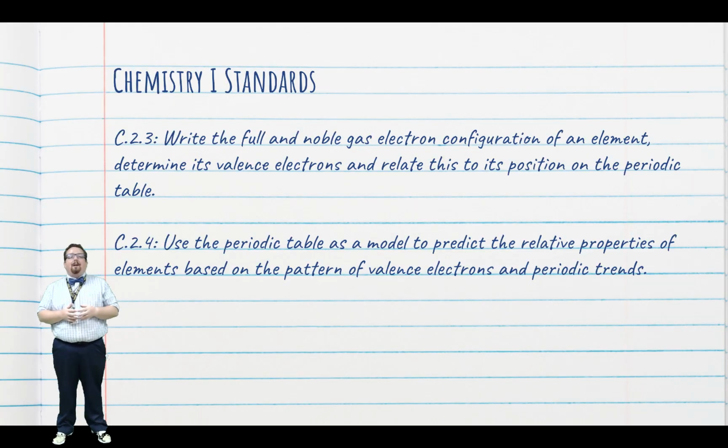Today we'll be talking about the periodic table and electron configuration. By the end of this video, you should be able to write the full and noble gas electron configurations of an element, determine its number of valence electrons, and relate this to its position on the periodic table. You should also be able to use the periodic table as a model to predict the relative properties of elements based on their pattern of valence electrons and periodic trends.